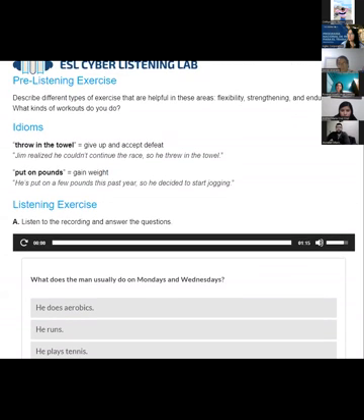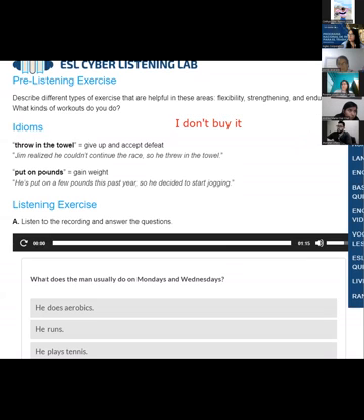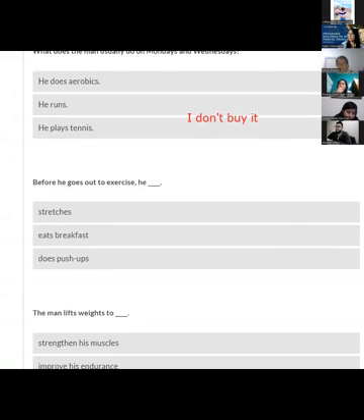Okay, so vamos entonces to complete this part. Hay una expresión acá que la apuntamos, que es I don't buy it. I don't buy it. Como que no lo creo. I don't buy it. Entonces, lo van a escuchar, they're going to hear that a lot. I don't buy it. Okay, so let's listen y completamos the exercise slide that we have here. Okay, ready, guys?